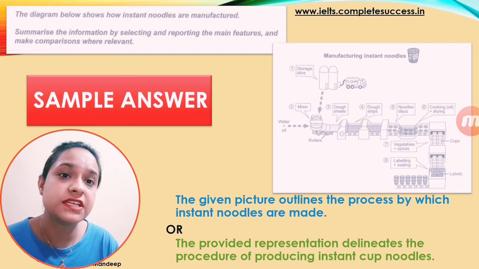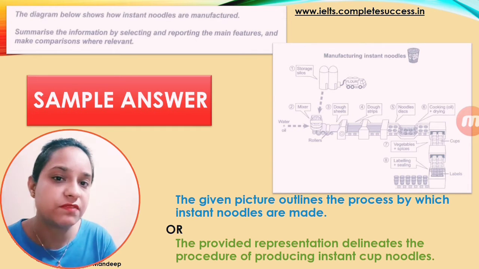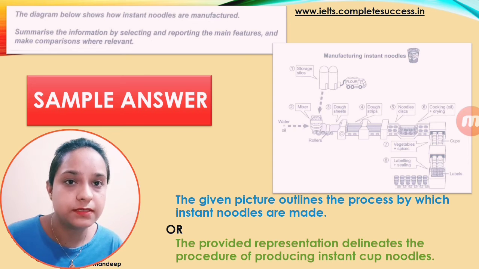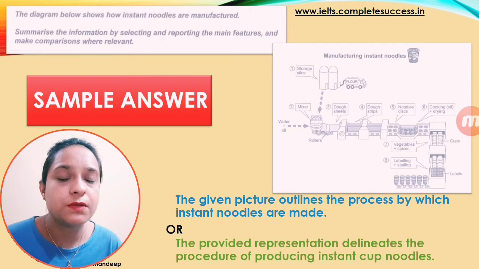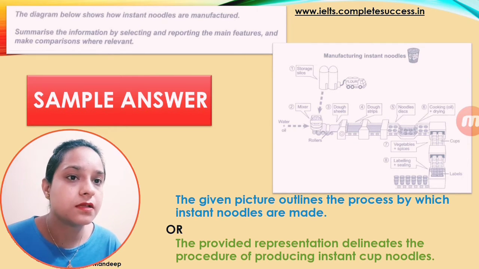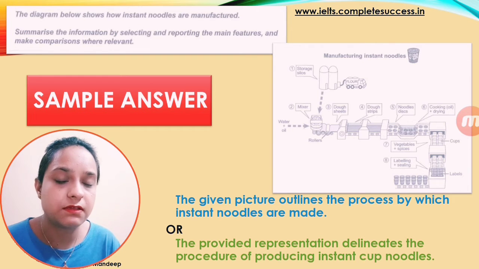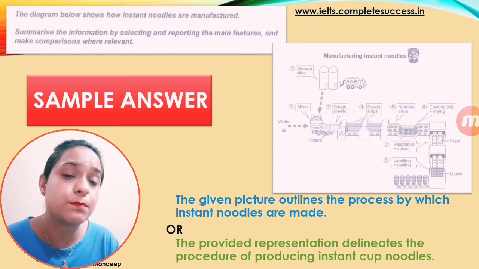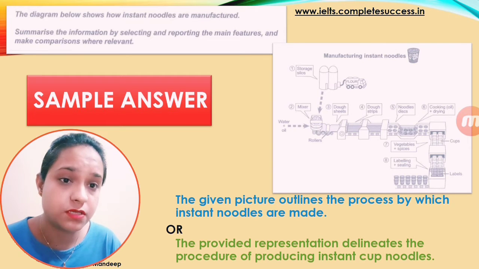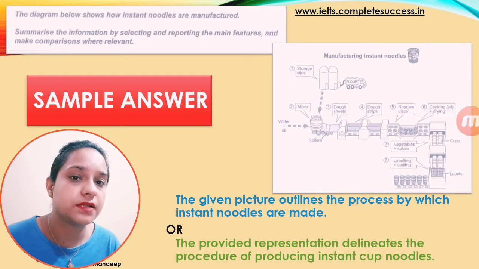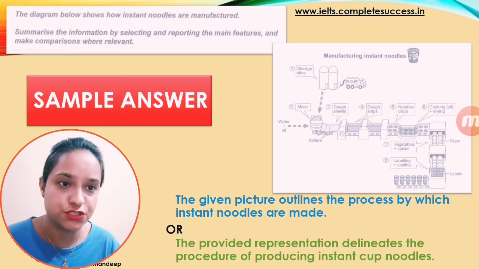You can change it as, if there was no heading, the word manufactured can be changed into manufacturing as well. But here you can use the words produce, make. So you can write it as producing, making instant noodles. So the example is, the given picture outlines the process by which instant noodles are made. It is really a good introduction.